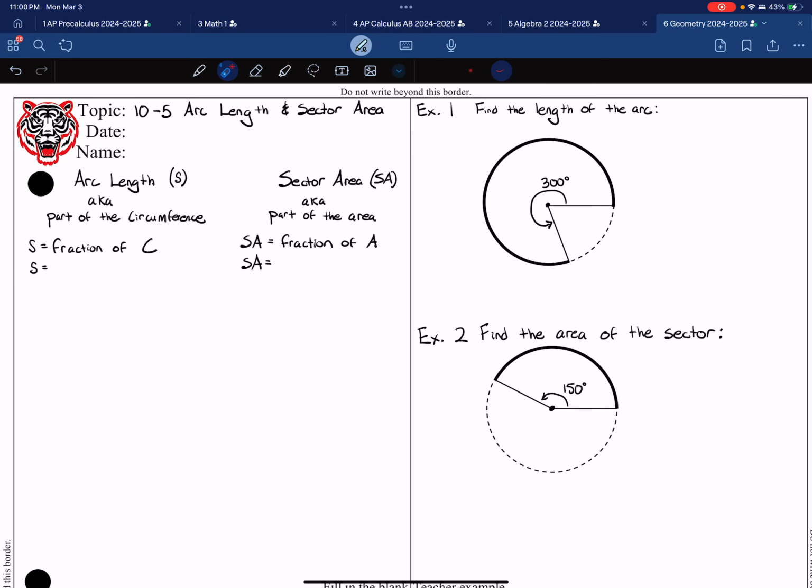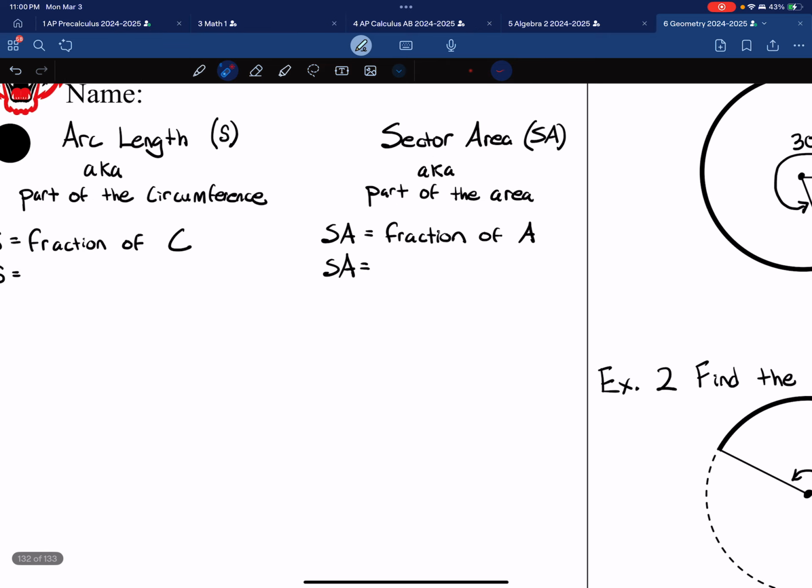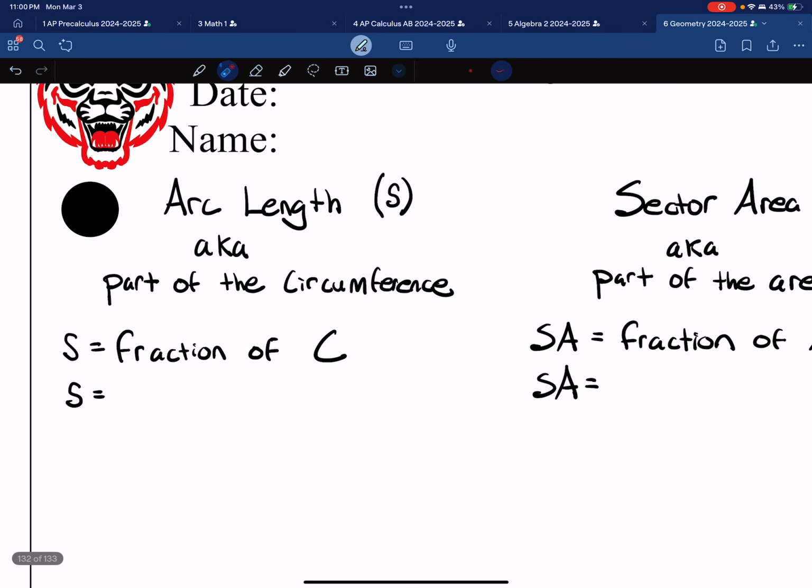This is Geometry Lesson 10-5, Arc Length and Sector Area. Let's talk about arc length first. Typically we use the variable lowercase s to indicate that we're talking about arc length. Not sure why we decided on s, we just did. Arc length is kind of a bad name. I prefer using the name part of the circumference.